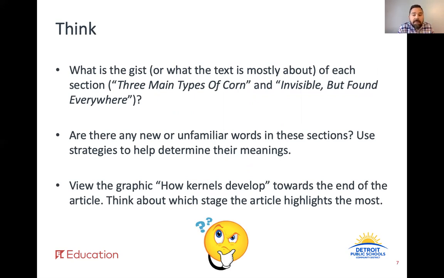Also, when determining the meaning of unknown or unfamiliar words, consider the following strategies in order. Use of context, read the sentences before, during, and after to help predict its meaning. Use of word parts, prefix, affix, or suffix. And if needed, use of reference materials like a dictionary. Again, try to use the dictionary as a last resort. So the second question, are there any new or unfamiliar words in these sections? Use your strategies to help determine their meanings.